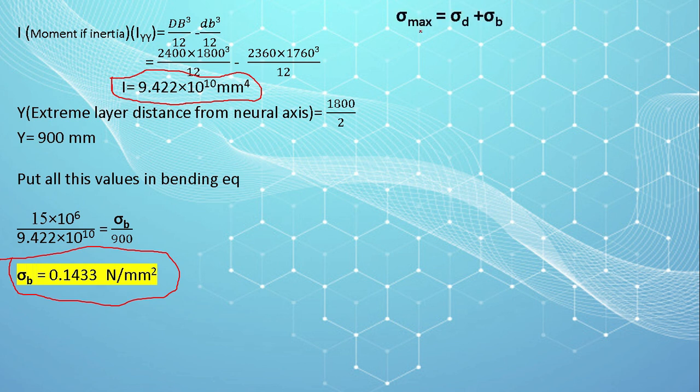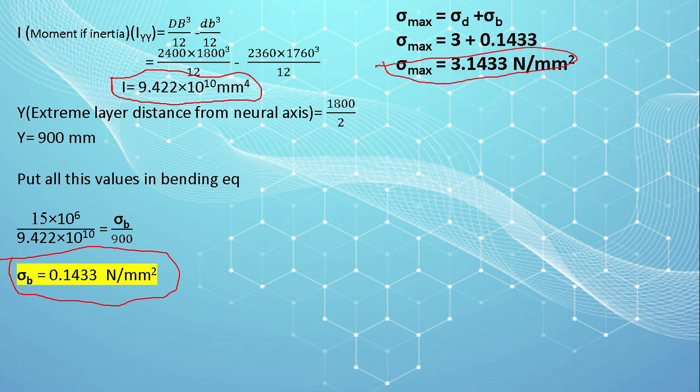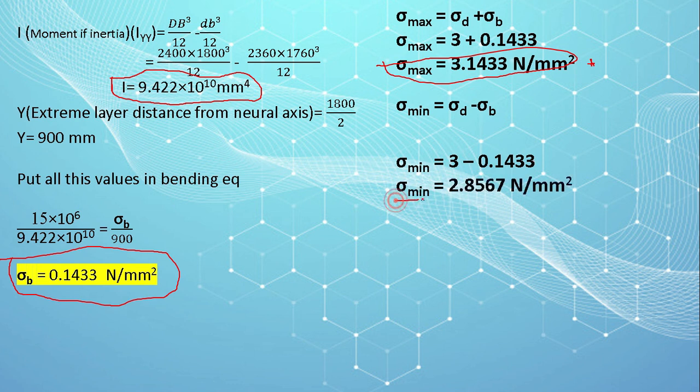So sigma max is equal to sigma d plus sigma b. So put all these values, 3 plus 0.1433, it gives sigma max equal to 3.1433 Newton per mm square. This is positive in nature, so it is compressive, and sigma minimum is equal to direct stress minus bending stress, 3 minus 0.1433, so sigma minimum is equal to 2.8567. It is also positive in nature, therefore it is compressive.